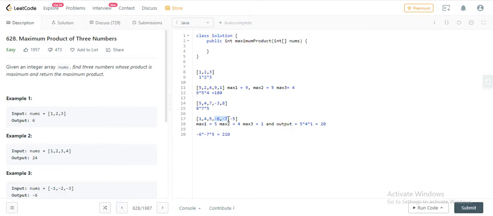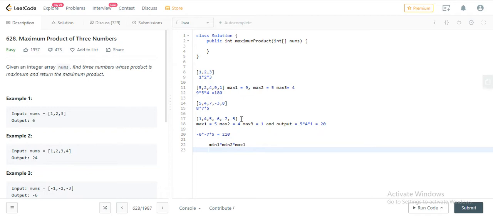So there are two scenarios. The first one is to take the three largest numbers and take the product of these numbers. Another scenario is min1 multiplied by min2 multiplied by max1. So where did this come from?